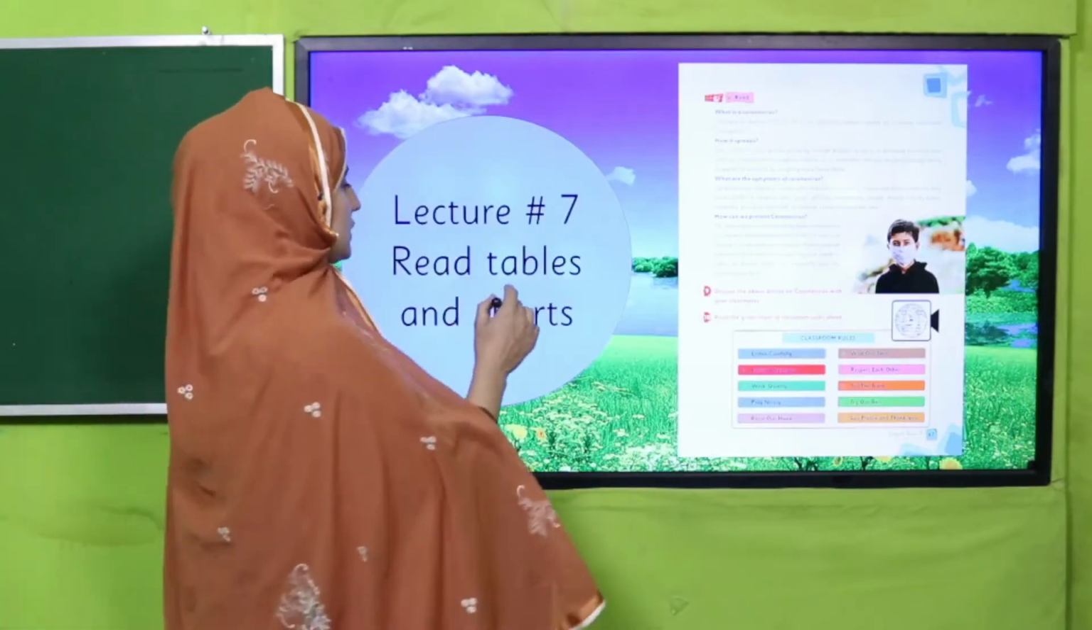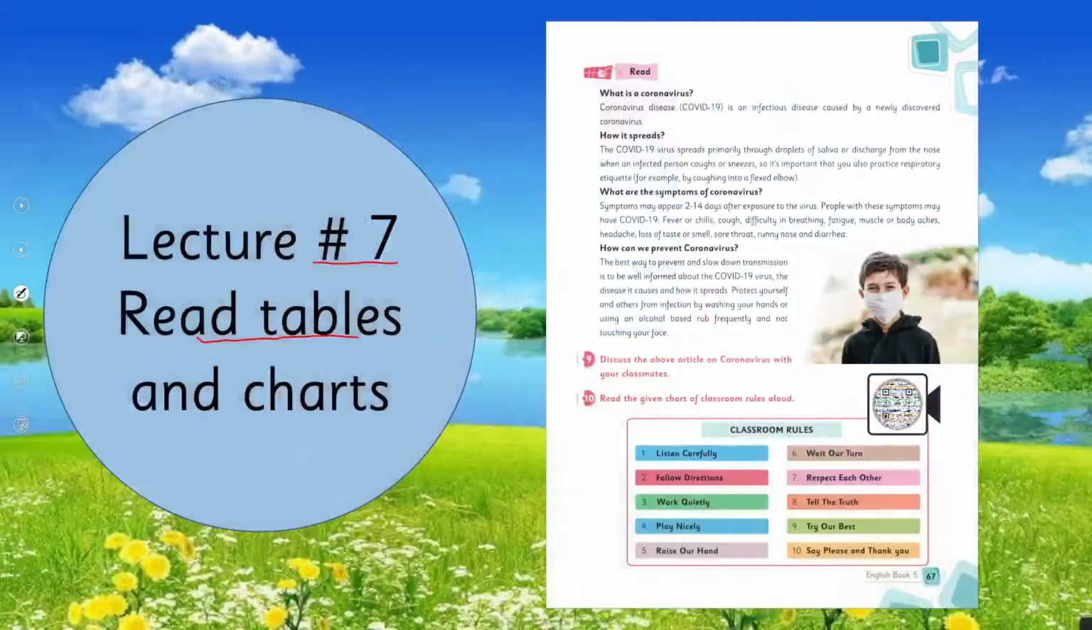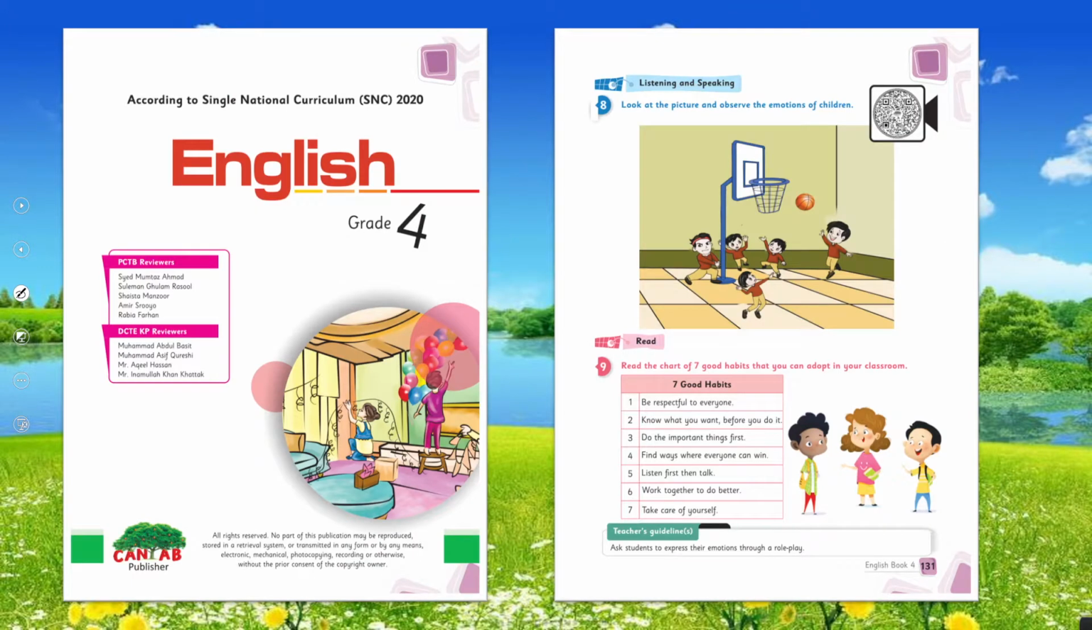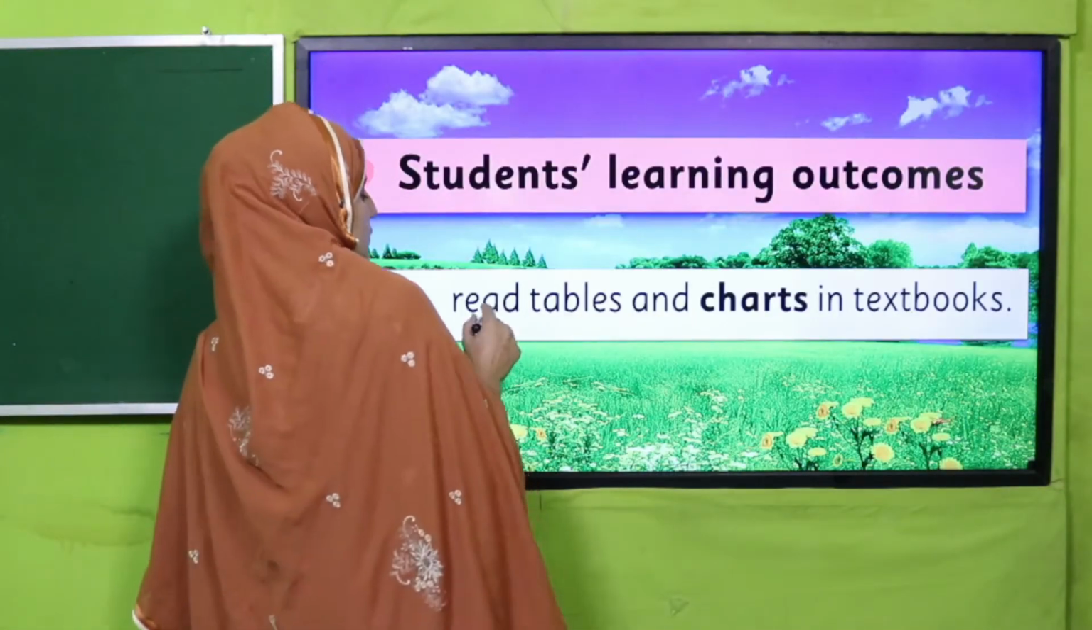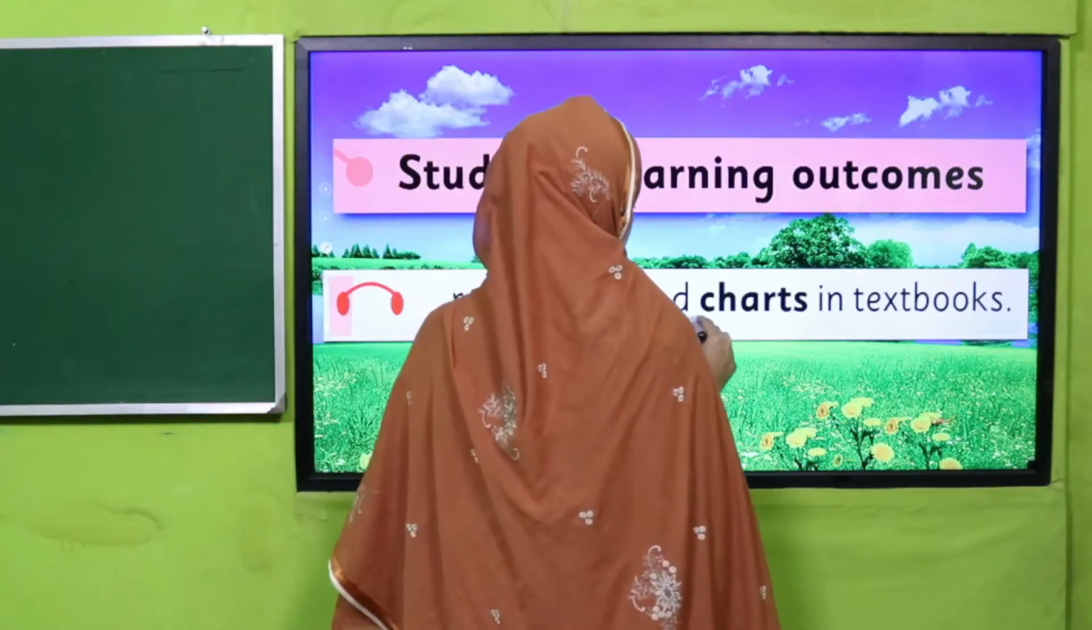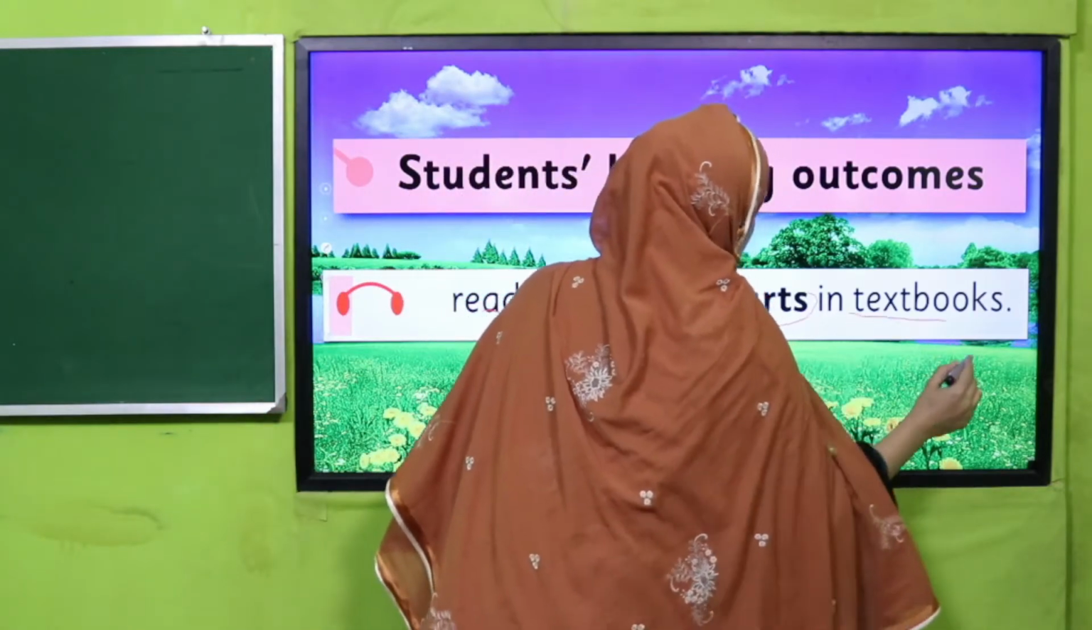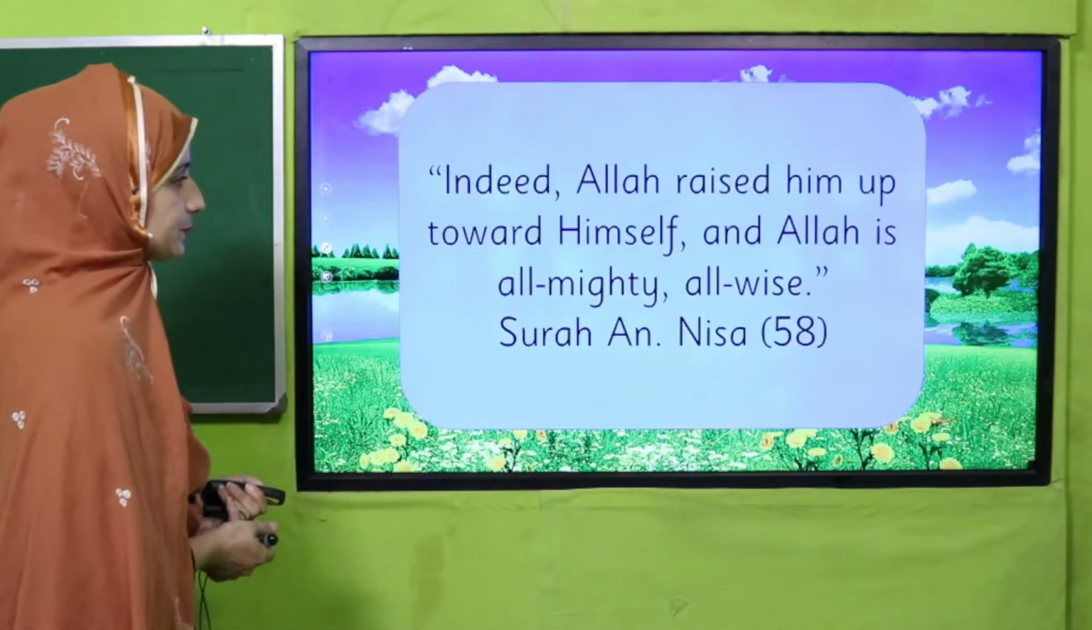Our today's lecture number 7, and we will read about tables and charts. Before, in English for grade 4, we have already learnt about the chart of good habits. I hope you remember this lecture. If you do not, you can watch this video lecture again. Our today's learning outcome is to read tables and charts in textbooks.